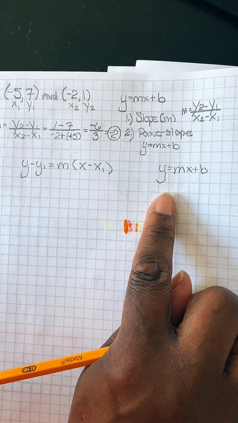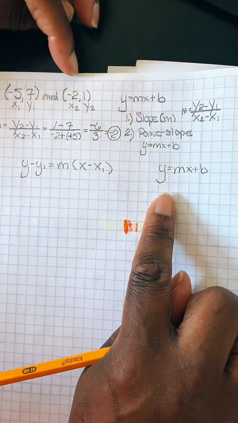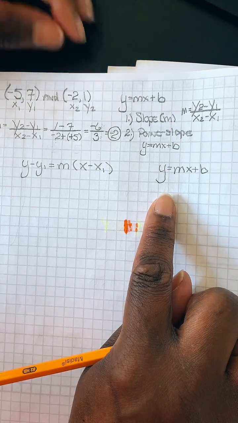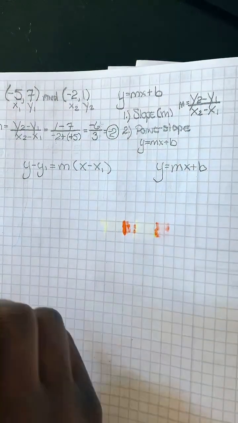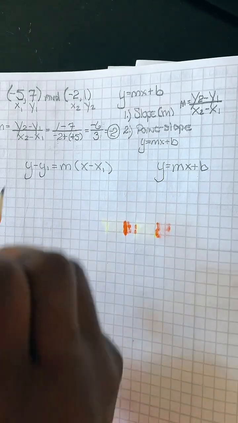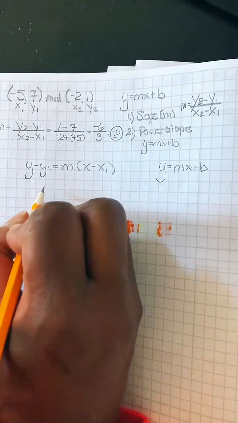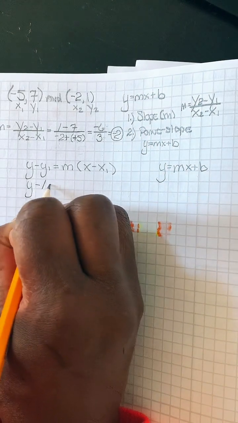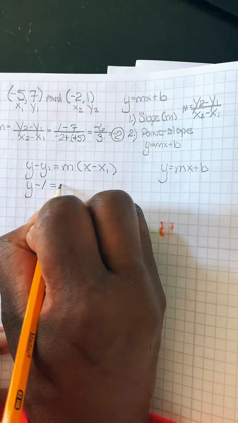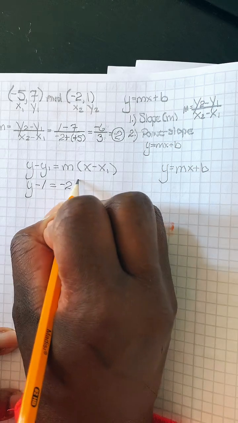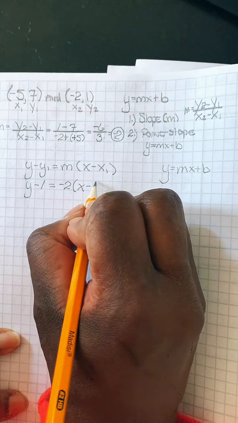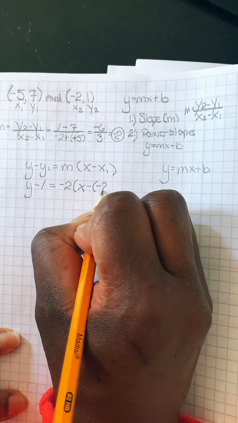So I'm going to pick negative 2, 1 for my point. If I pick negative 2, 1, my y1 is going to be 1. So I have y minus 1 equals my slope, which was negative 2, times x minus my x1. So that'll be a negative 2.